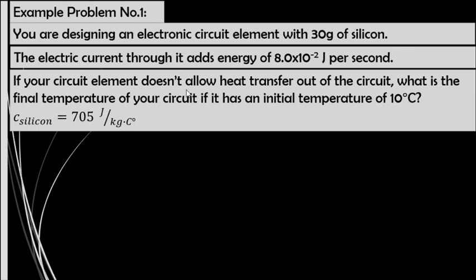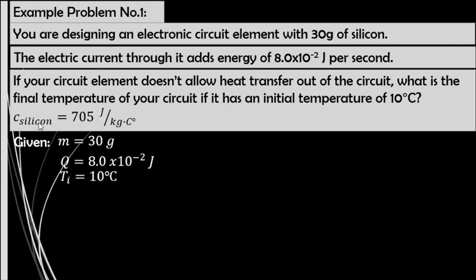So to analyze our problem, we have to identify the given. So we are given the substance, which is silicon, and its mass is 30 grams. Our circuit absorbs energy, which is 8.0 times 10 raised to negative 2 joule. So this amount of energy is the heat absorbed by our substance. We're also given the initial temperature of our circuit, which is 10 degrees Celsius.